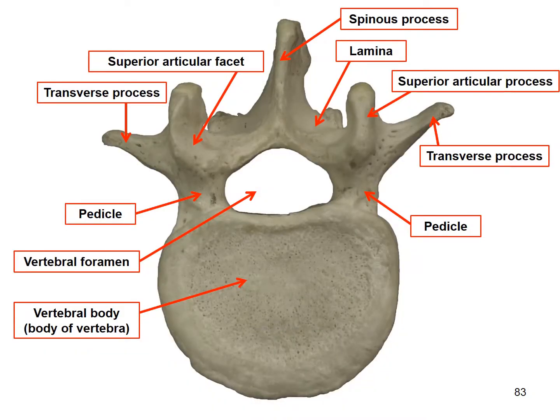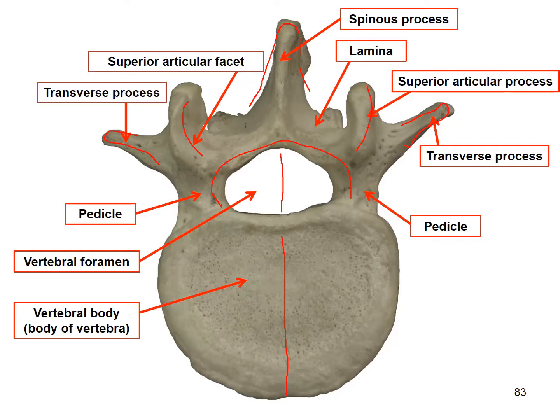This is our superior view of the lumbar vertebra. We've gone over many of these points before. So just to reiterate, we have the vertebral body found here. We have the vertebral foramina found here, which is formed by the vertebral arch. We have the superior articular facet of the superior articular process. We see the spinous process, which is broad, flat. Then we have the transverse process on either side.